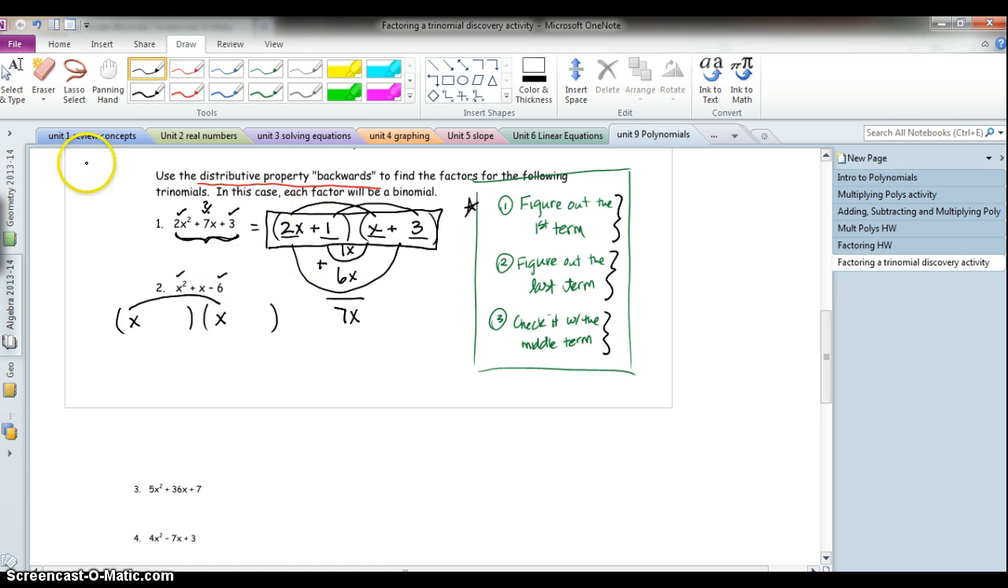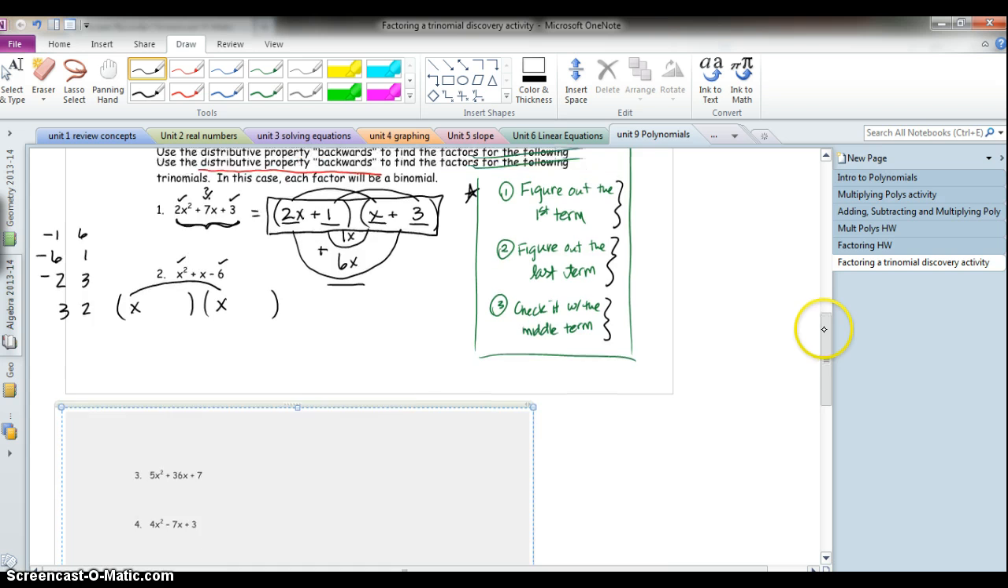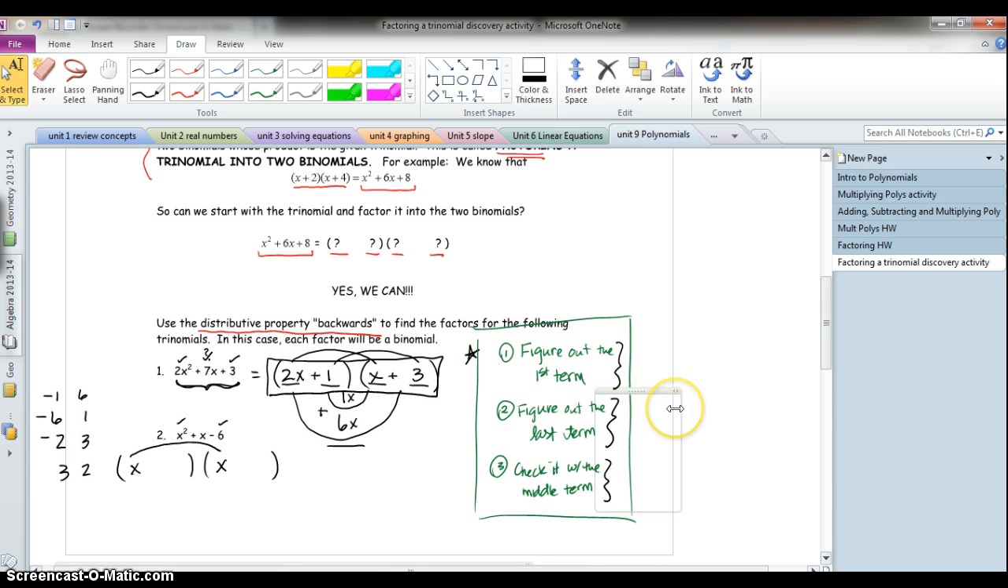I've got a couple choices here. I could choose negative 1 and 6. I could choose negative 6 and 1. I could choose negative 2 and 3. I could choose negative 3 and 2. All of those are factors of 6. Those will all give you 6 or negative 6 if you multiply them.